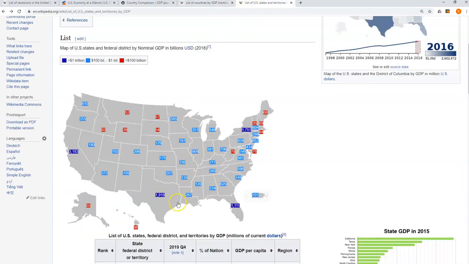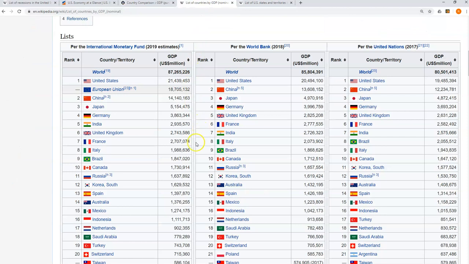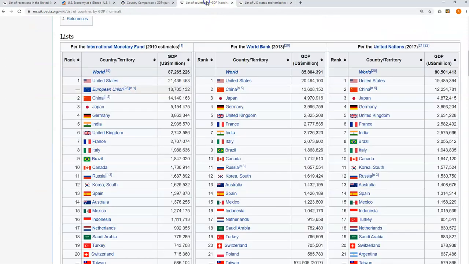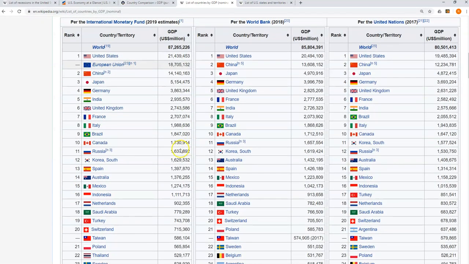The second largest state in the union is Texas, with about $1.9 trillion. If we were to take Texas out of the union and put it as a country, it will go right over here, about the size of Italy. That would be where Texas is. Third largest state in the union is New York, with about $1.7 trillion. If we were to take it out, New York will be right around here, about the size of Russia.